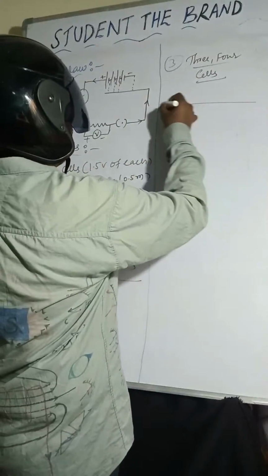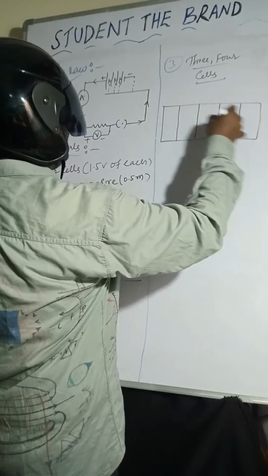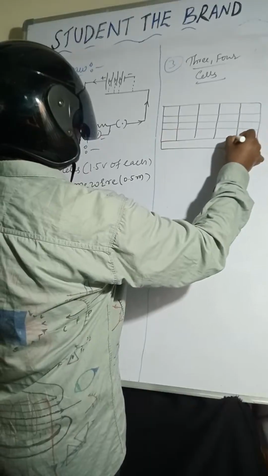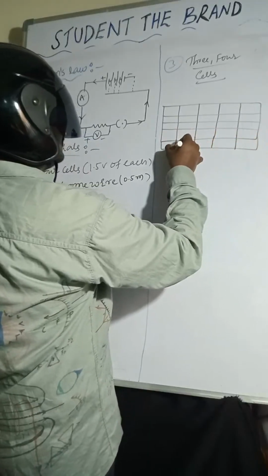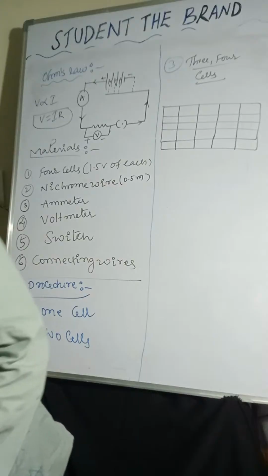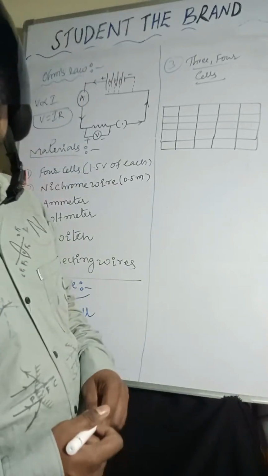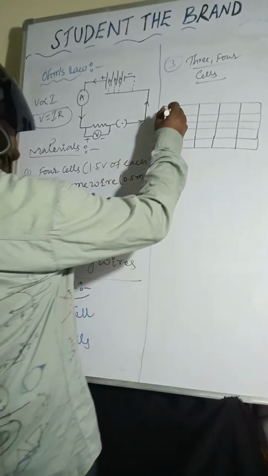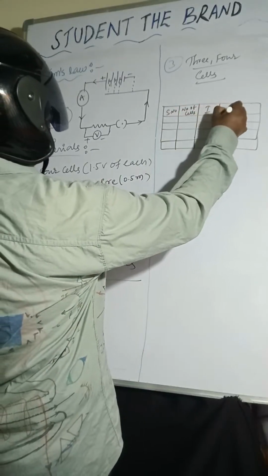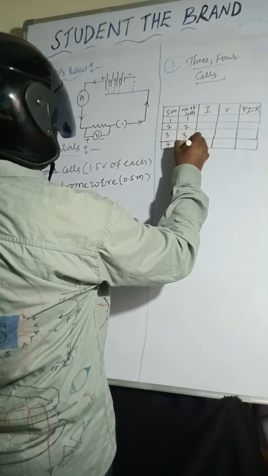So I am drawing the tabular form: serial number of cells, ammeter reading, voltmeter reading, and V by I, that is R. The serial numbers are 1, 2, 3, 4.